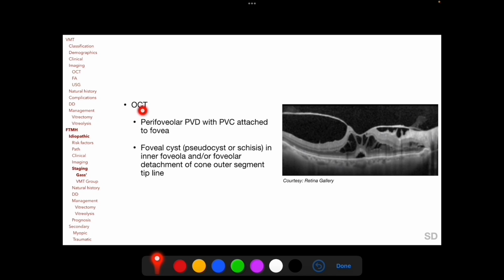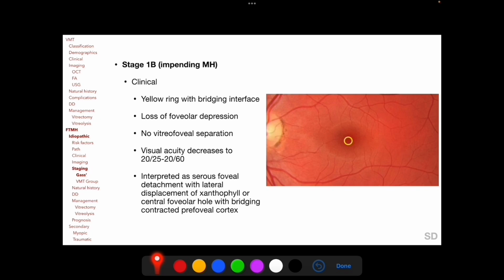OCT in Stage 1 macular hole shows perifoveolar posterior vitreous detachment with posterior vitreous cortex attached to the fovea along with foveal pseudocysts and or foveolar detachment. Stage 1B macular hole is clinically characterized by the presence of a yellow ring in the fovea with visual acuity declining to the range of 20/25 to 20/60.